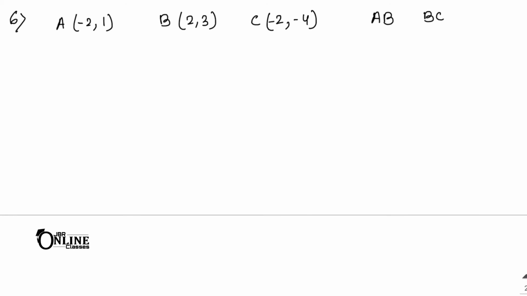So here in sum number 6, if A, the coordinates it's minus 2 1, next point B, the coordinate 2 3, and the point C, the coordinate minus 2 and minus 4 are the 3 points. Find the angle between the lines AB and the line BC. That means first you have to find out the slope of this one. So suppose slope of AB is m1 and slope of BC, that is m2.